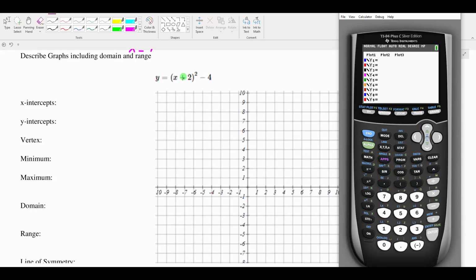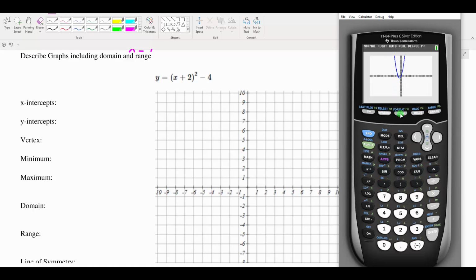If you have anything in the y1 or the y2 fields, make sure you clear those out. And then I'm going to go back up to y1 and enter my function exactly as I see it here. So I'm going to go parentheses x plus 2 squared minus 4. All right, so I've got that entered in, and then I'm going to hit graph. You'll notice when I hit graph, I'm zoomed out. I can see my parabola there, but I'm zoomed out quite a bit.